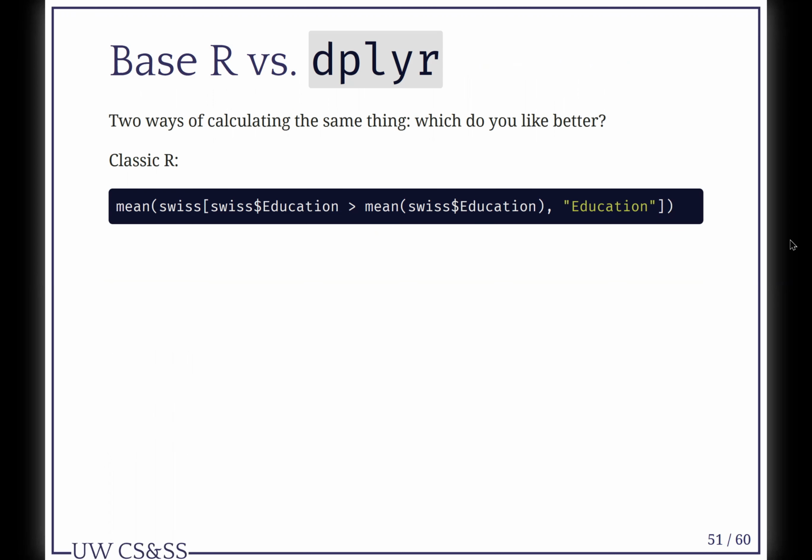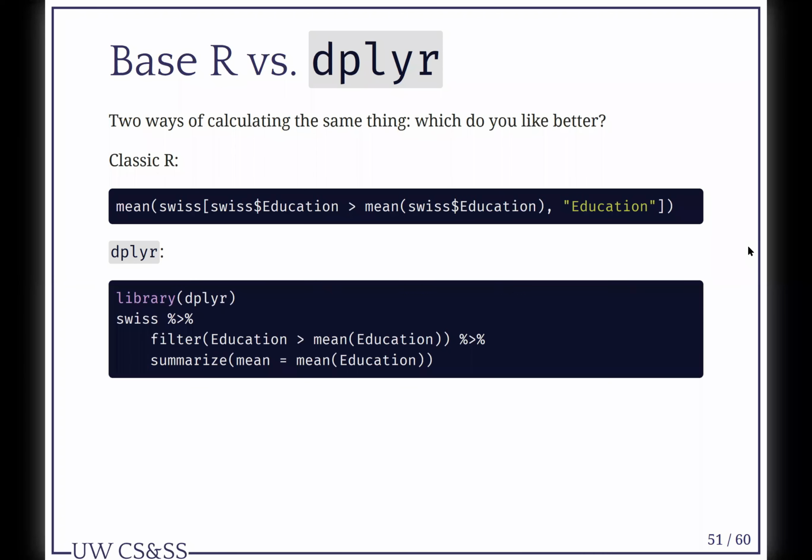Okay, so in classic R, let's say we wanted to get the average of the education column of Swiss for all of the rows that are above the average. This is how we would write this. We would say, can I get the mean of the Swiss data set subset to the rows for which the Swiss data education column is greater than the mean of that vector? That's for to subset the rows, and then give me just the education column.